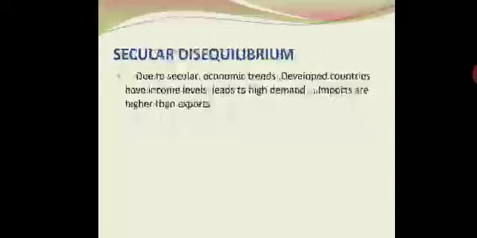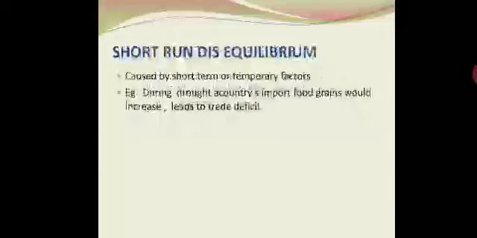Next one, secular disequilibrium. Due to secular economic trends, the developed countries have high income levels, which lead to high demand. So imports are higher than exports. That is called secular disequilibrium. Next, short-run disequilibrium. It is caused by short-term or temporary factors. For example, during a drought, a country's imports of food grains would increase, leading to a trade deficit.